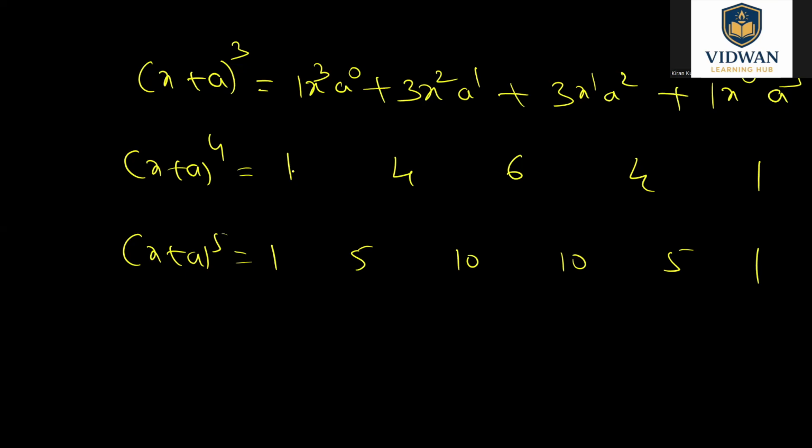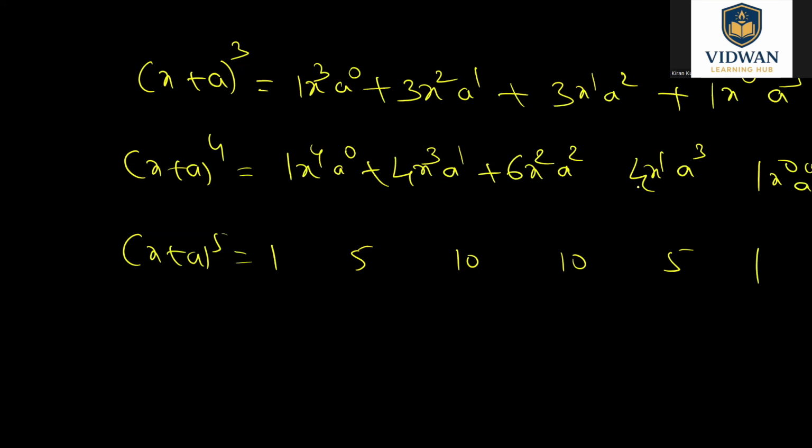Similarly, if it is x plus a power 4, the power of x will start with 4. And it keeps on decreasing. Then x cube, x square, x power 1, x power 0. Whereas the power of a will start with 0, increase up to the index. A power 0, a power 1, a power 2, a power 3, a power 4.